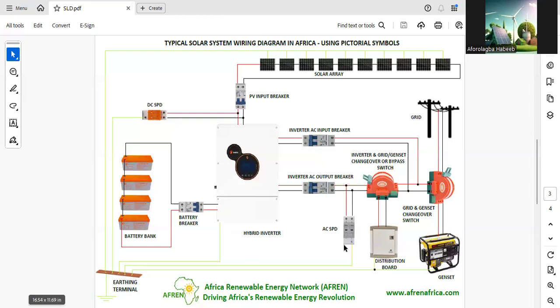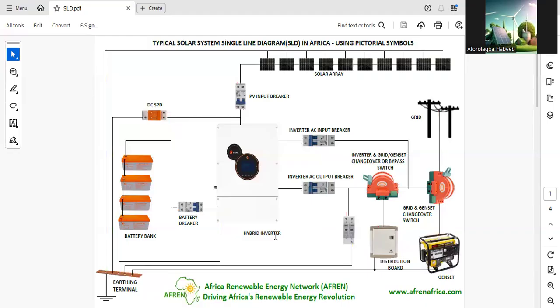We also have the earthing terminal. The earthing terminal takes the DC SPD connected to the earthing. Also the AC SPD is connected to the what? To the earthing. Distribution board will be earthed. The genset too should connect to the earthing. Also the solar panels should be earthed together, so that they will be at the same voltage level, in case there is stray current it can quickly flow to the ground. Also for the distribution board and other components. So that is what we have here.